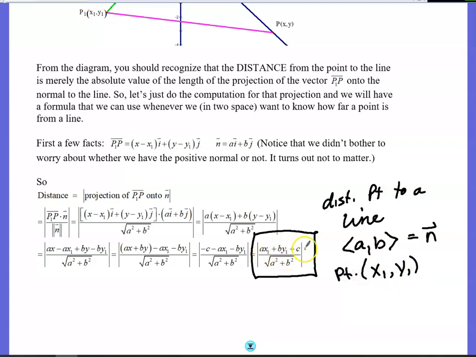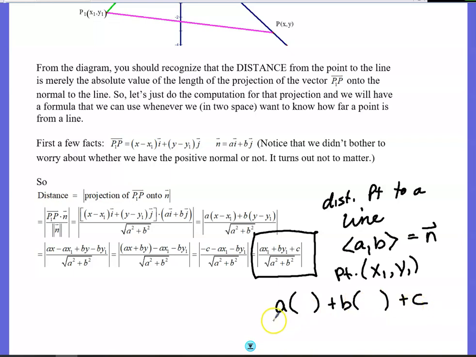So look what I did here. I've got A, B, C. I don't know if you guys noticed, but that whole top is just the equation of our line, but with the C brought over. That's why that negative C is there, by the way. So this is our front-loaded version of our line.